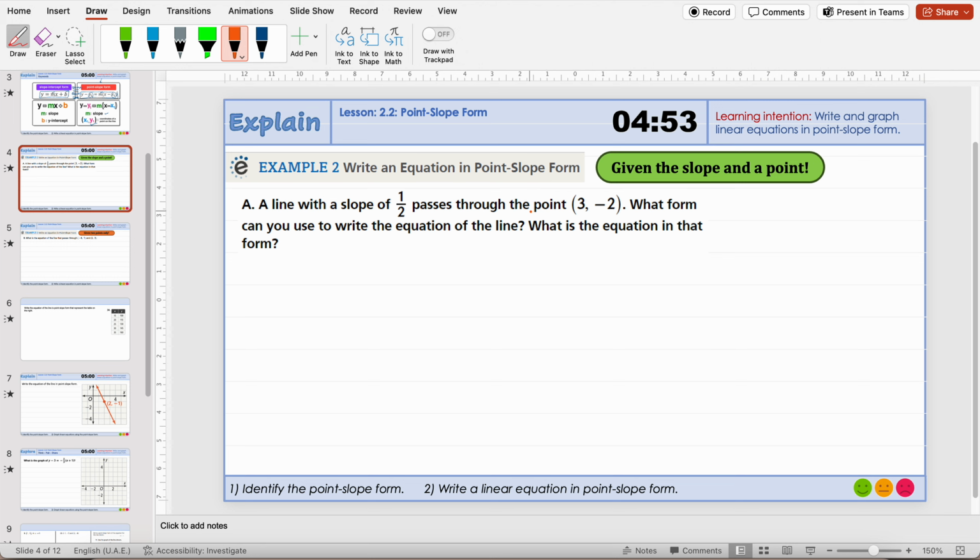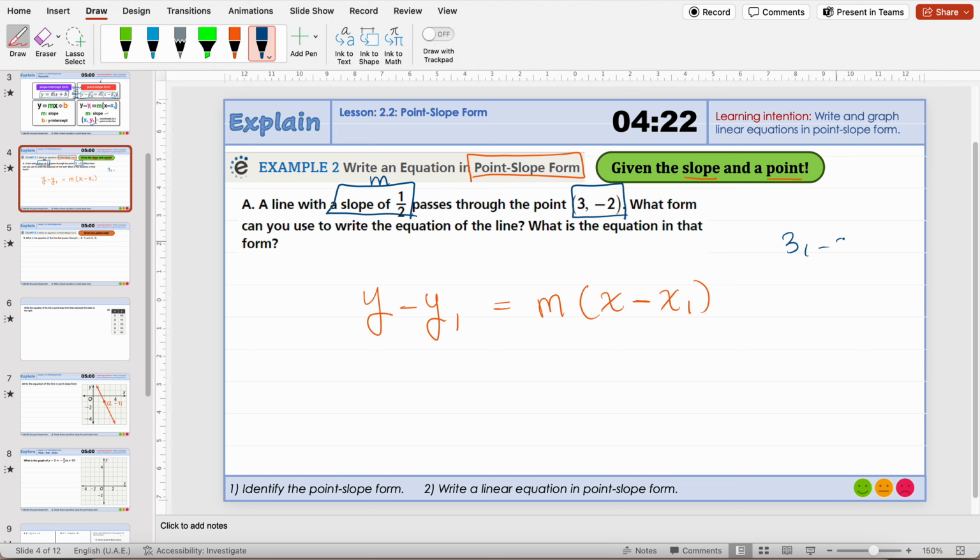So first idea is, if I have the slope and a point, how can I write my point slope form? Again, point slope form, how does it look like? y minus y1 equals m times x minus x1. Don't forget that it looks exactly like this. So if they gave me the slope as 1 over 2, which is m, and they gave me a point 3, negative 2, that is my point, and m is 1 over 2. 3, negative 2 is basically x1, y1.